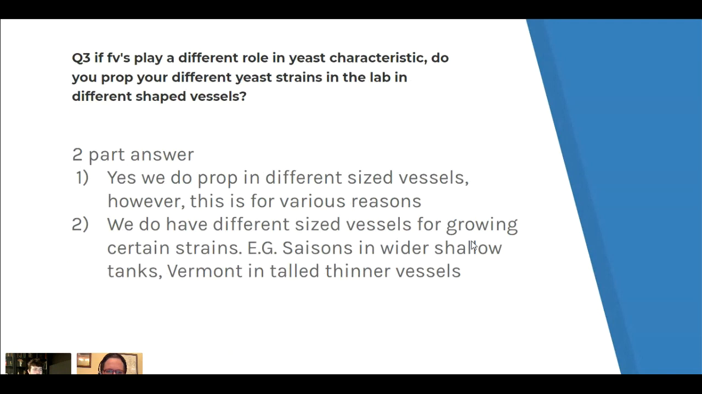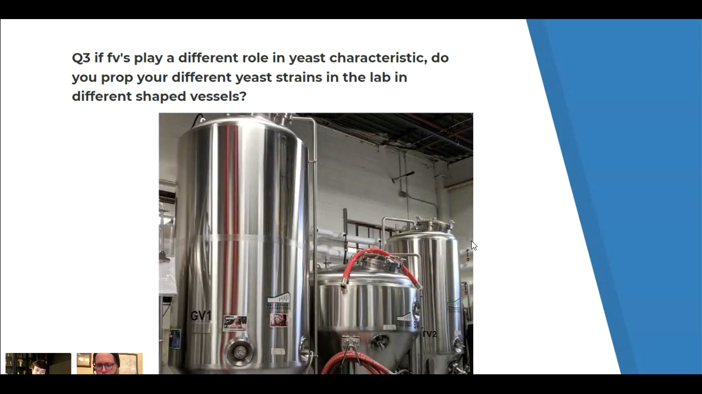So question 3: if fermentation vessels play a role in different yeast characteristics, do you prop different yeast strains in the lab in different shaped vessels? It's a 2-part answer. Yes, we do prop them in different vessels, and we do have different size vessels for growing certain strains. Like Saisons have a wider tank, other cells have thinner tanks. This is a look at a few of them. They are very different, and we do preferentially grow certain cells in certain tanks, just so we can maximize yields, maximize health of cultures and all that good stuff.